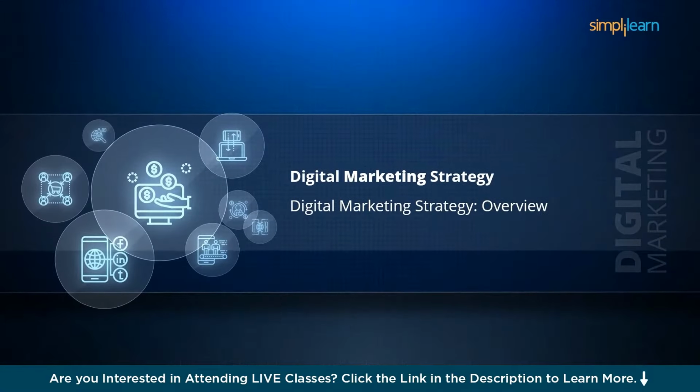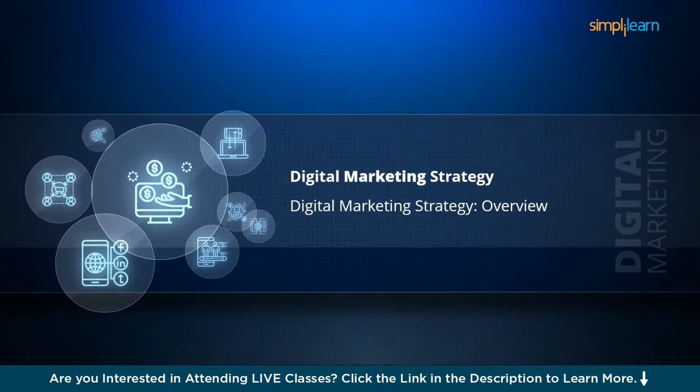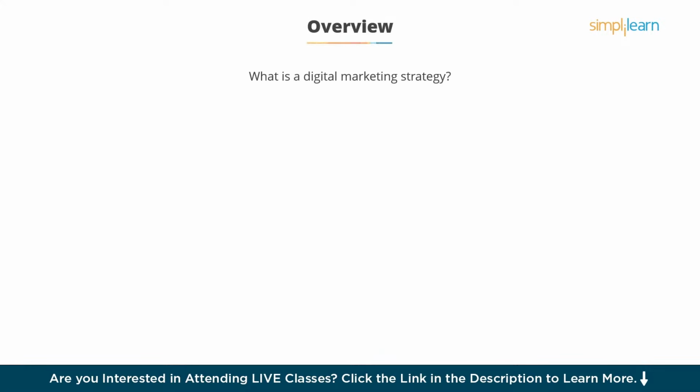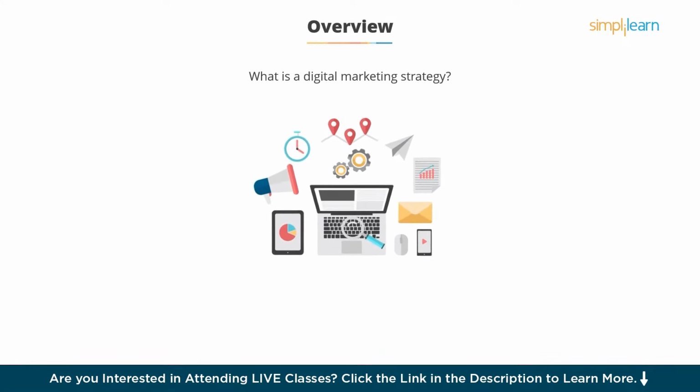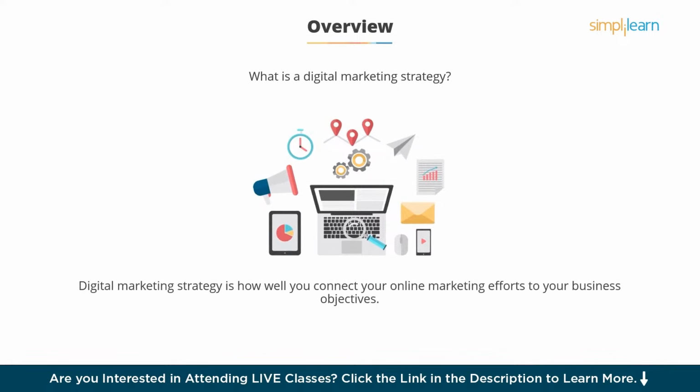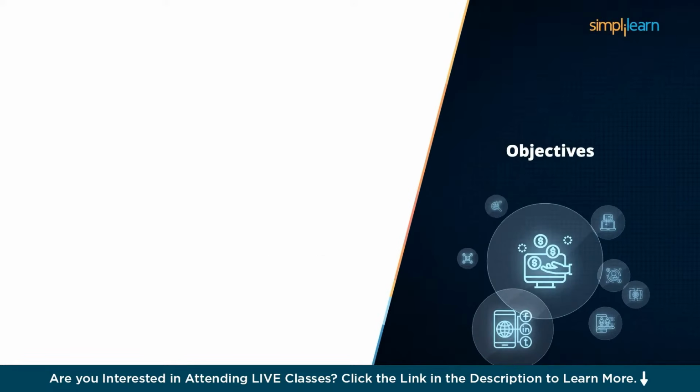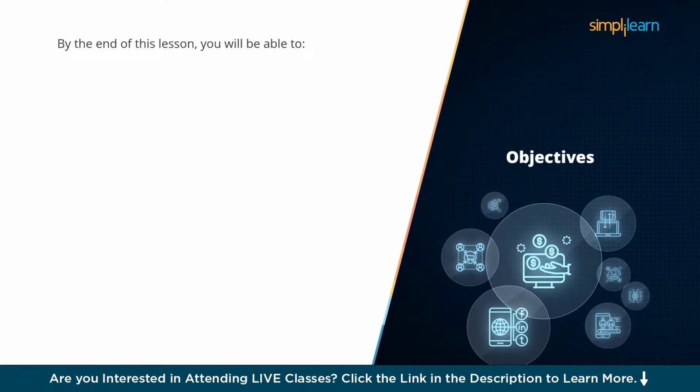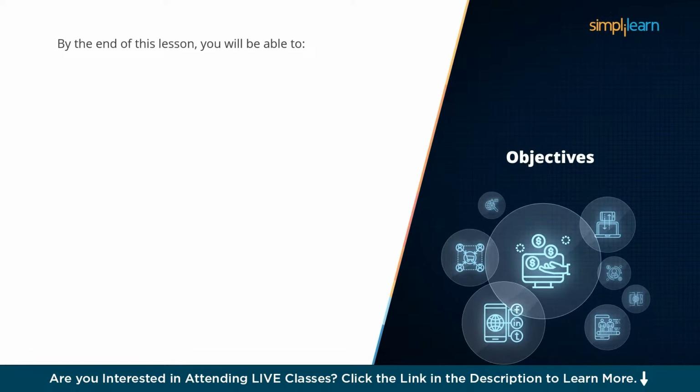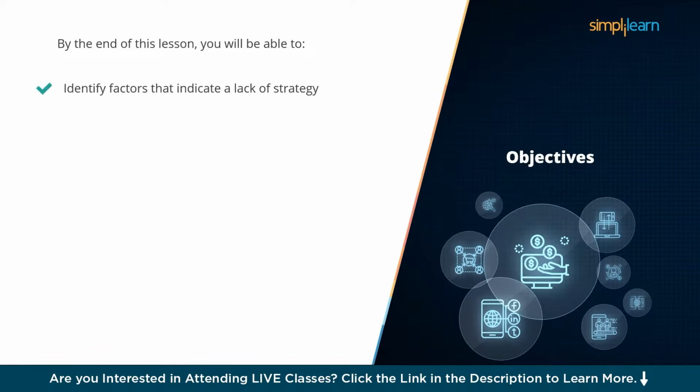Digital marketing strategy overview. What is a digital marketing strategy? This can mean different things to different people, but essentially, it is how well you connect your marketing efforts to your business objectives.